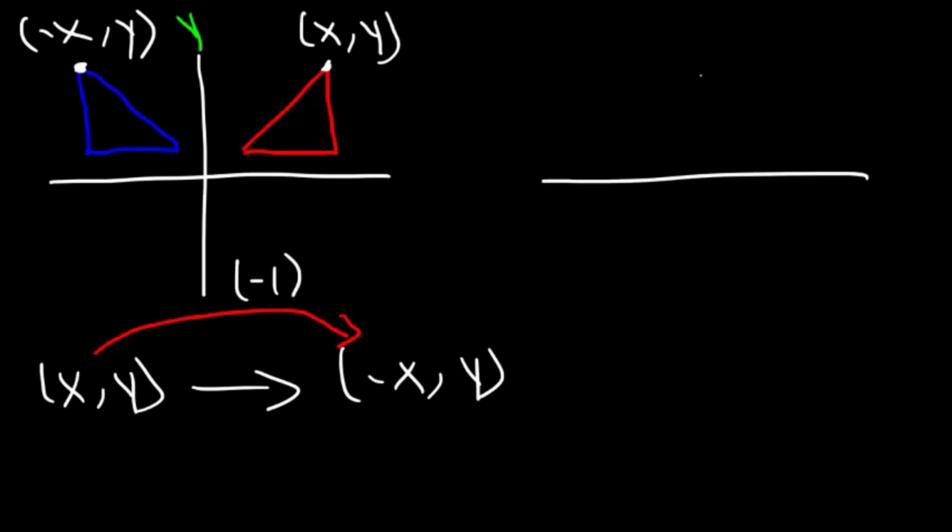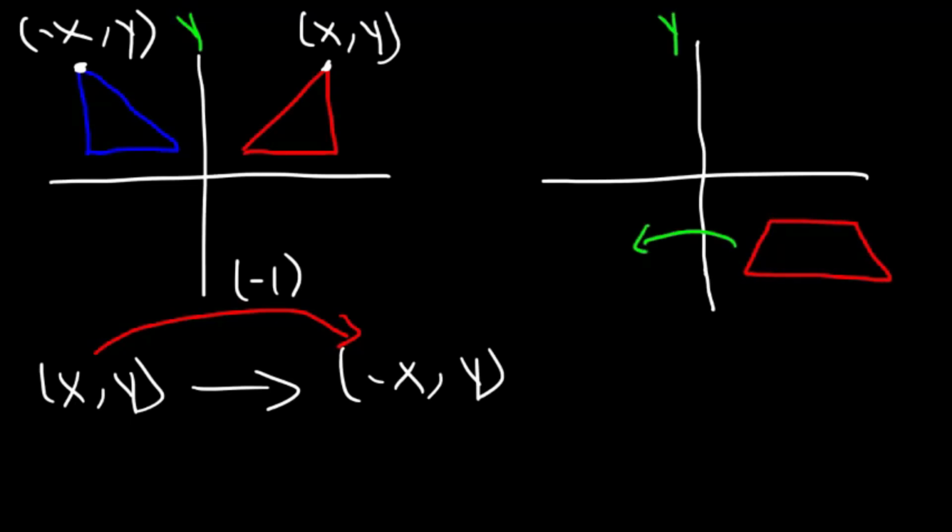Let's look at another example. So let's say if we have a trapezoid in quadrant 4 and we wish to reflect it over the y-axis. So it's going to move to quadrant 3. So therefore you're going to get an image that looks like this. And that's basically it.